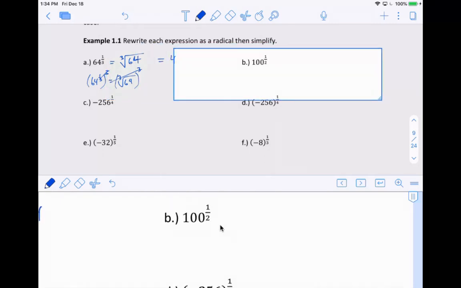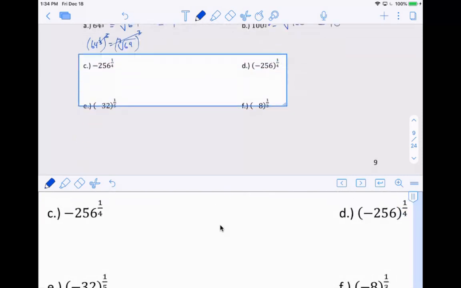All right, 100 to the 1/2 power is not 50. Be careful. We are not simplifying by multiplying. It's very important. It's not 50. It is the square root of 100. Okay, now normally we don't write the 2 there. You don't have to write it here, but I wanted to draw the comparison that the denominator became the square root. And yes, of course, the answer to that is 10.